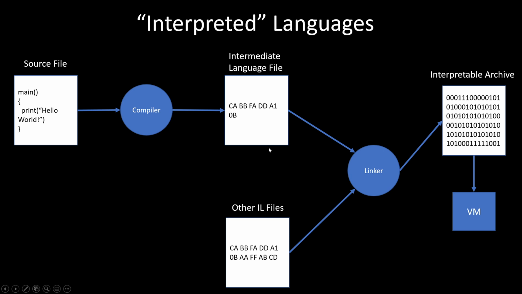I just have to only compile once. And then the same archive would run on Windows, and it would run on Linux, and it will run on Mac, the exact same zeros and ones, right? So remember what I just told you a while back, right?